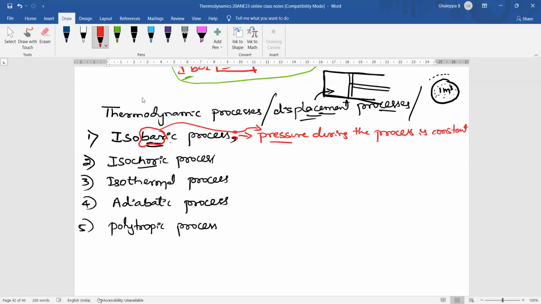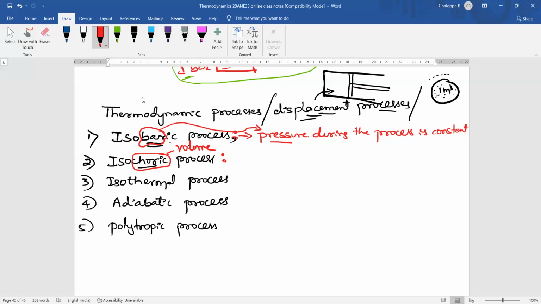Similarly, the second point, isochoric. Choric is a Greek word related to volume. Now, how will you define the second process? An isochoric process is a process in which the volume during the process is constant. It will not change.